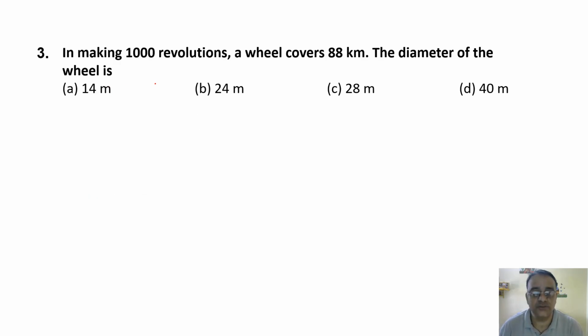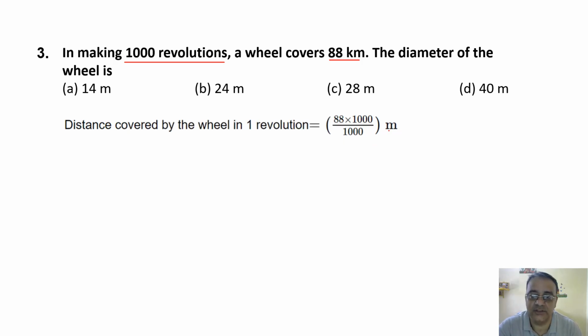In making 1000 revolutions, a wheel covers 88 kilometer. The diameter of the wheel is dash. So distance covered by the wheel in one revolution, we know that it is circumference, that is 2 pi r. And for 1000 revolutions, the total distance is given. So for one revolution, it will be 88 upon 1000 kilometer. So we can convert it into meter. So that is 88 upon 1000 into 1000 meter. This is clear? Yes, sir. This 1000 will be cancelled and it is 88 meter.